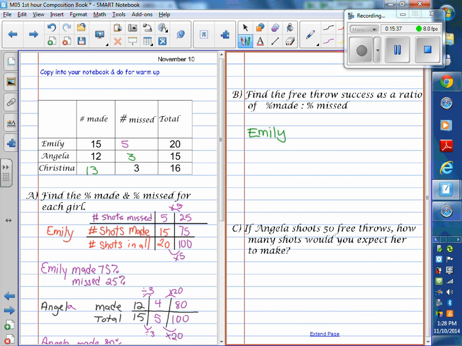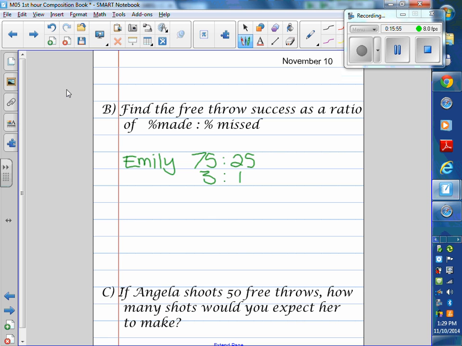If you look back at Emily, she made 75% of her shots and missed 25%, so her ratio is 3 to 1. For every 3 baskets she makes, she misses 1. But it doesn't have to be a unit rate, right? No, it doesn't. Those are both okay.